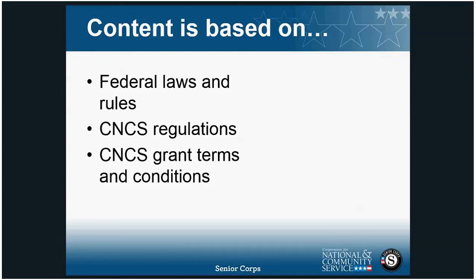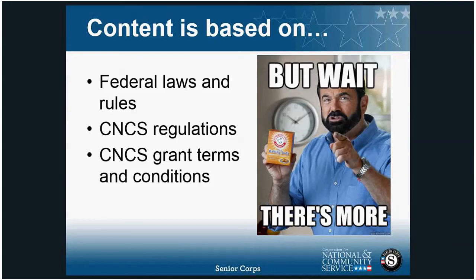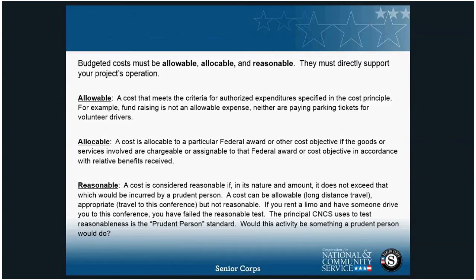CNCS regulations, programmatic and fiscal, are based on the Code of Federal Regulations. CNCS grant terms and conditions and the notice of funding announcement are part of the grant award. All costs that are proposed in the budget are based on the selected items of cost indicated in the Code of Federal Regulations, and a cost must meet the criteria for authorized expenditures specified in the cost principle.